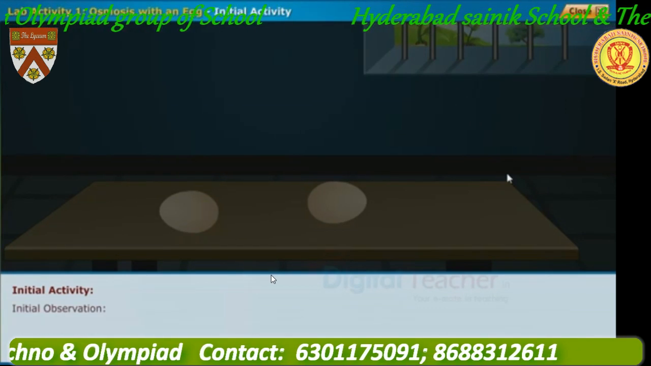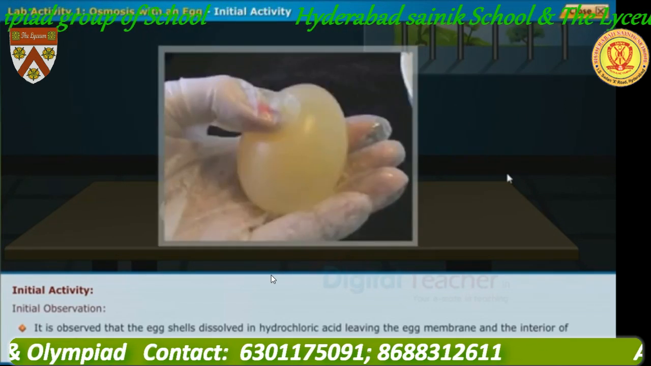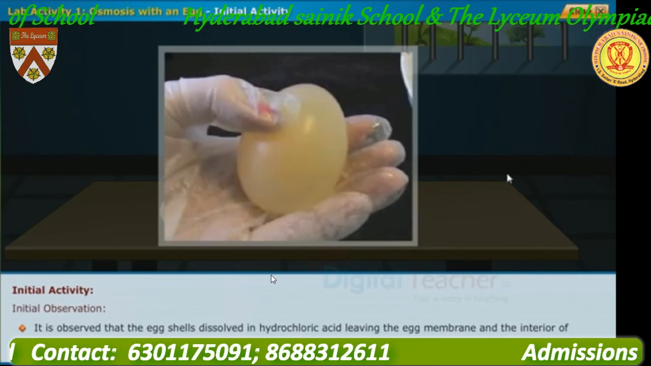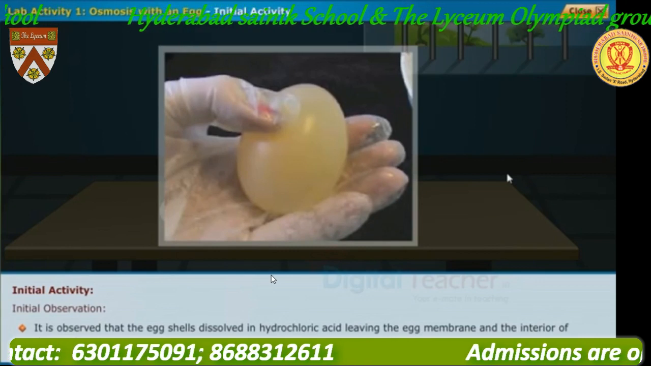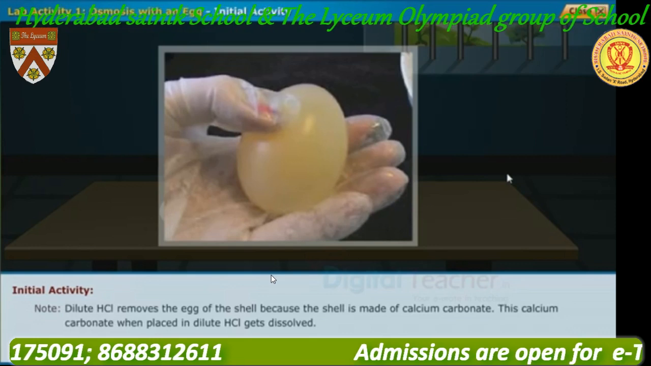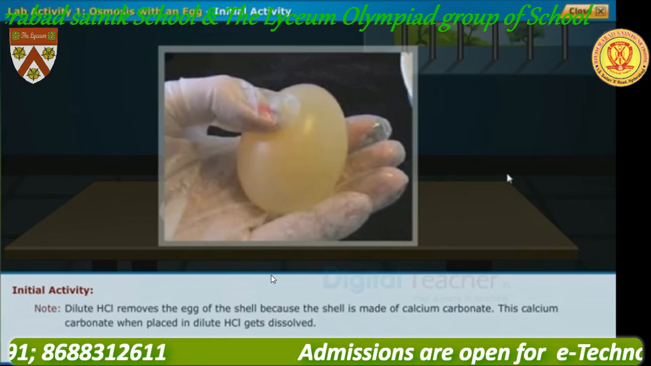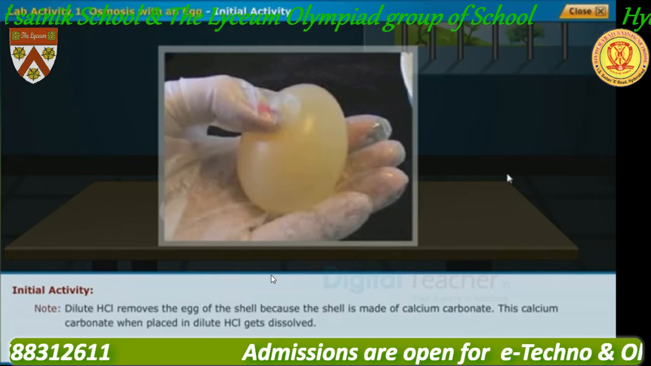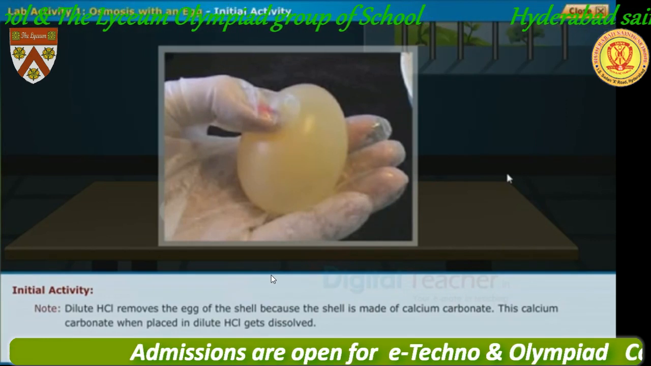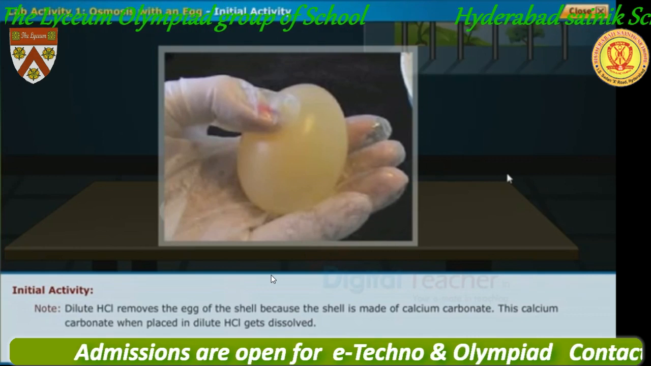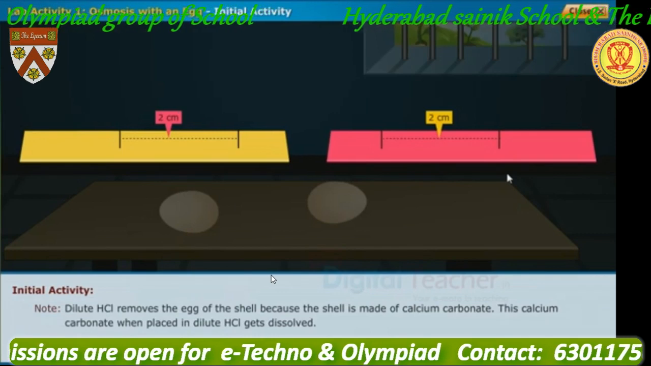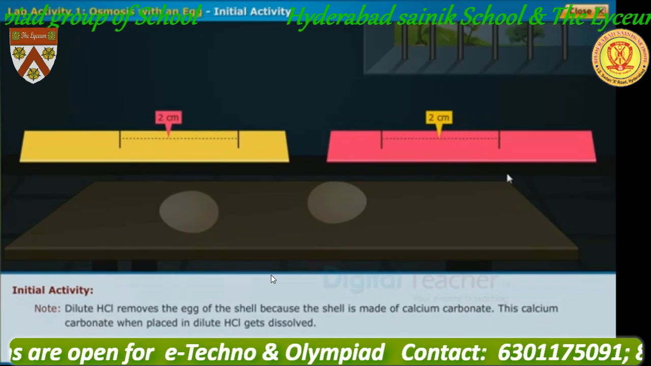Initial observation. It is observed that the eggshells dissolved in hydrochloric acid, leaving the egg membrane and the interior of the egg intact. Note: dilute HCl removes the shell of the egg because the shell is made of calcium carbonate. This calcium carbonate, when placed in dilute HCl, gets dissolved. It is observed that the circumference of the 2 eggs remained the same.